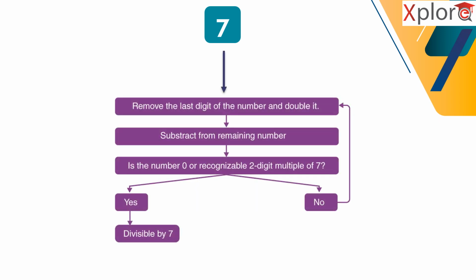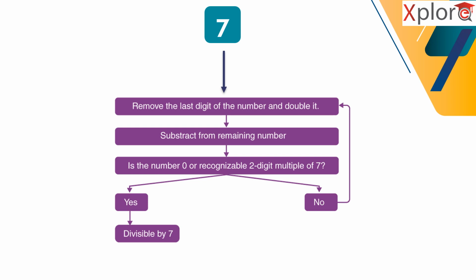Divisibility rule 7 is a bit tricky, but it is really very easy. Whenever a number is given and we are asked to check divisibility by 7, we need to remove the last digit of the number and double it. Whatever value we get, we subtract from the remaining number.